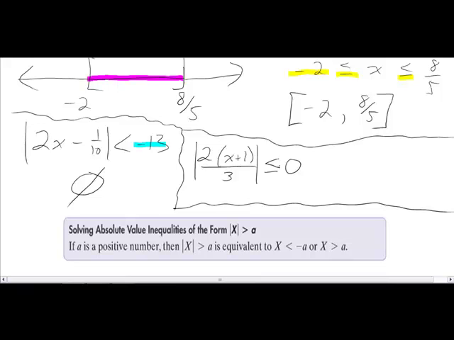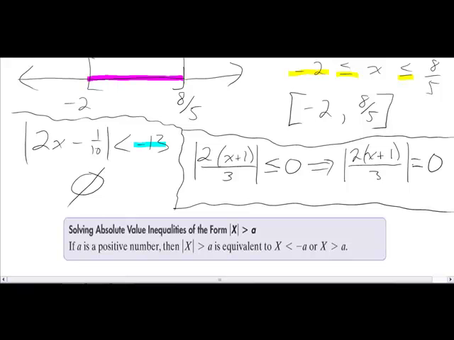If it's less than or equal to 0, let's think about what this means. We've already established that an absolute value cannot be negative, so it could never be less than 0. So really all this means, if you see this, is turn it into an equation. This means the absolute value of 2 times x plus 1 over 3 is equal to 0, because that's the only way that's going to satisfy that inequality. It can never be less than 0.